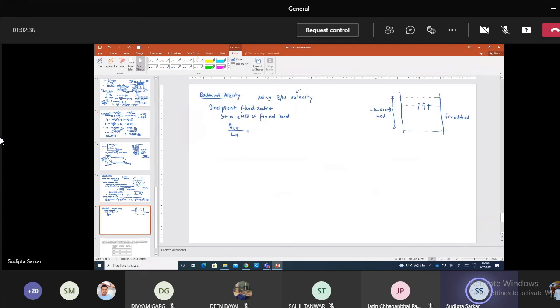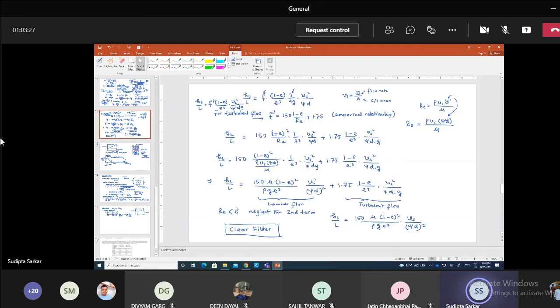So if we write this equation, this becomes 150 mu into (1 minus e) square, by rho g here and v cube right there, and we call it v minimum for fluidization, called VMF, and we have psi d square, plus 1.75. Obviously this is a turbulent flow because we are talking about fluidizing the bed. So this will be v square mf by psi d into g. If you look at this formula, you see that we have included the whole formula right here. Okay, only thing is that we have changed the Vs with VMF, and this is it.